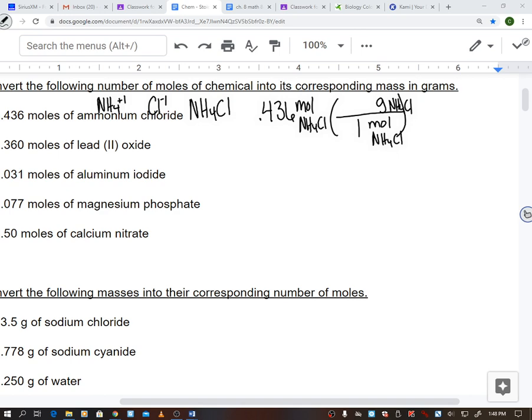Now, it's just taking nitrogen, knowing that nitrogen weighs 14, hydrogen weighs 1, but there are 4 of them, and chlorine is 35.5. You're going to add all of those together to get 53.5 grams. So you're going to take 0.436, multiply that by 53.5, and you should get 23.326.